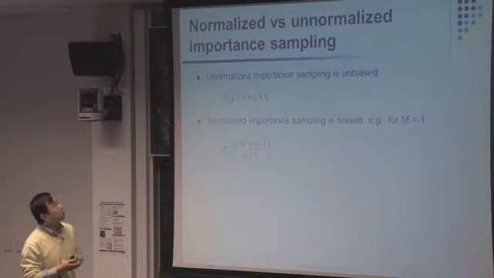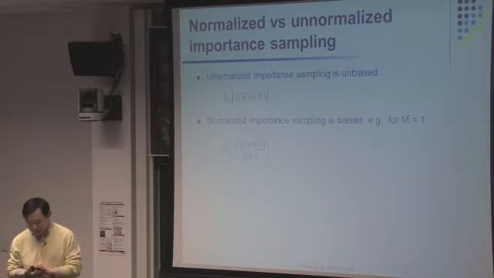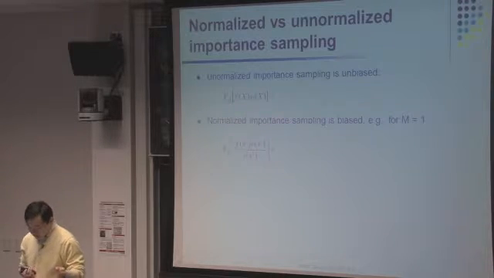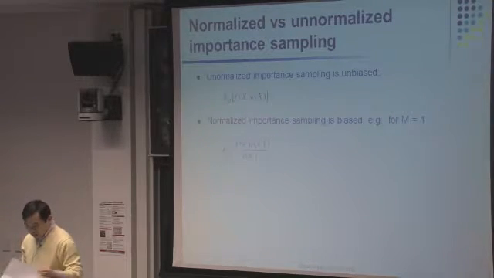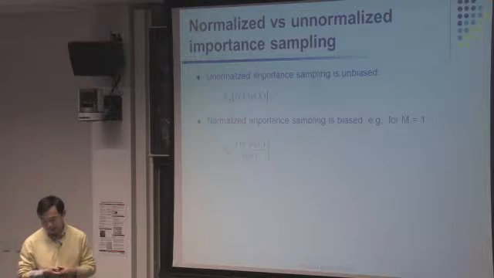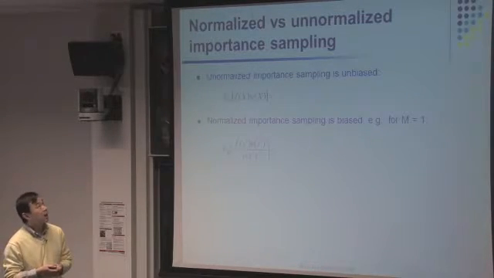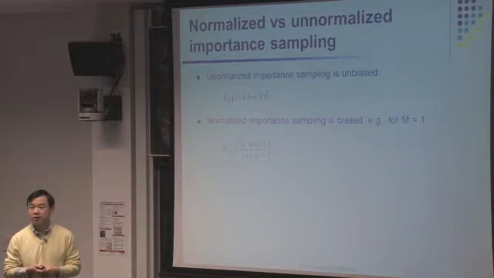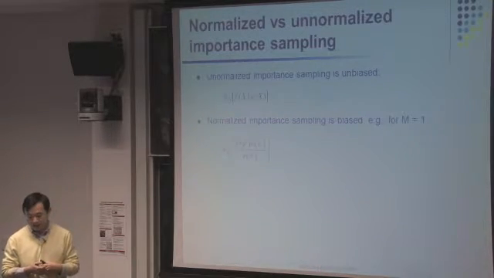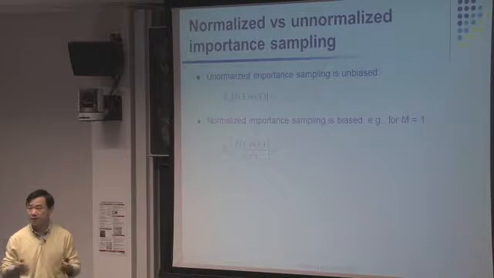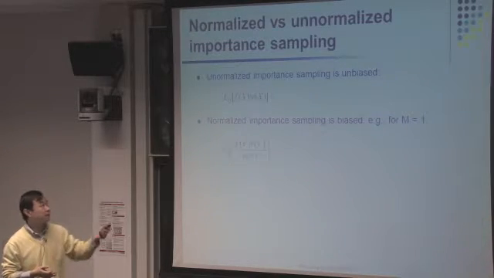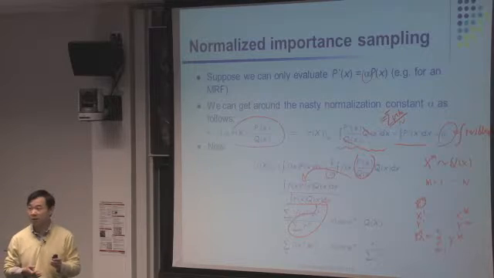Good. So this is an interesting slide. Now we have two ways of doing importance sampling. One is normalized, the other is unnormalized. Asymptotically, what's the difference between them? Okay, and which one is better? Let's ask the following: which one is better, normalized versus unnormalized?